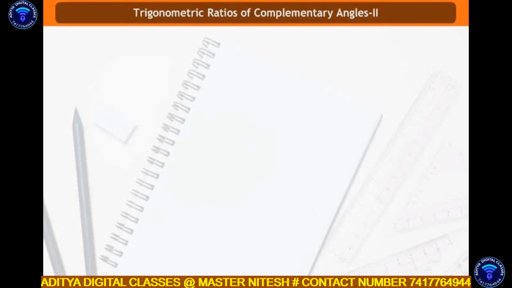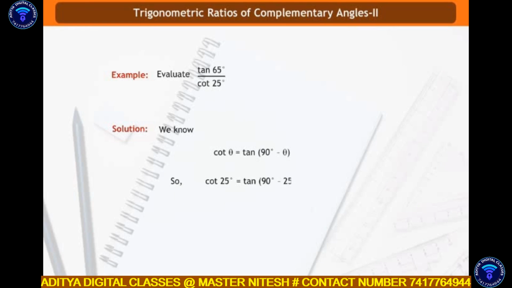Trigonometric ratios of complementary angles 2. Let us see some examples. Example 1. Evaluate tan 65 degree by cot 25 degree. Solution. We know that cot theta is equal to tan 90 degree minus theta. So cot 25 degree is equal to tan 90 degree minus 25 degree, which is equal to tan 65 degree. That is, tan 65 degree divided by cot 25 degree is equal to tan 65 degree divided by tan 65 degree, or simply equals 1.